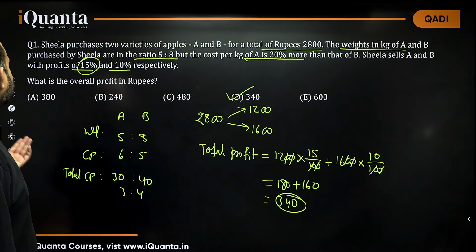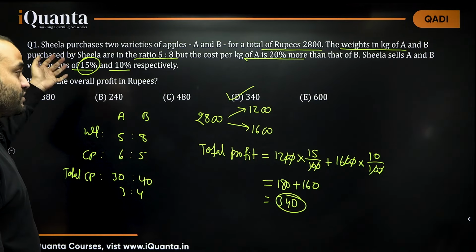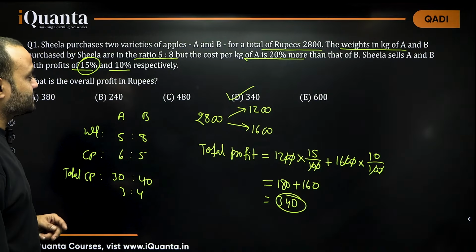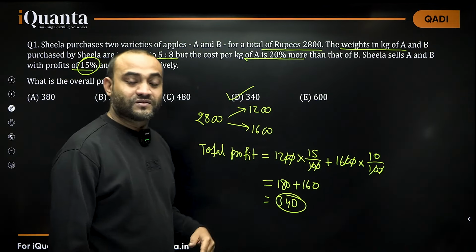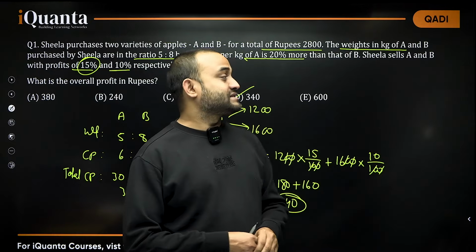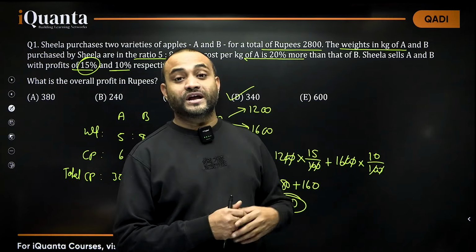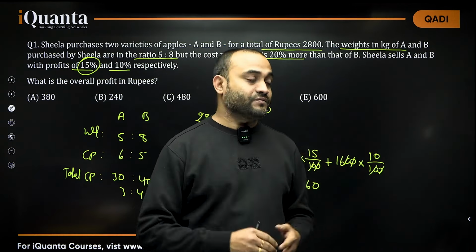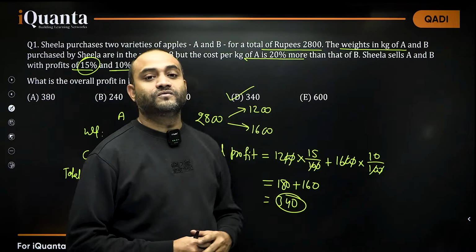Although, as I said before, the weights are given, we cannot find out the total weights or exact cost price here, right? Total cost price we can find out, but the exact weight cannot be found out, or exact cost price also cannot be found out. Cost price per kg for A and B will be unknown. Total weight for A and B will be unknown, but we can find the total cost price for A, total cost price for B. From there, we can find the total profit.